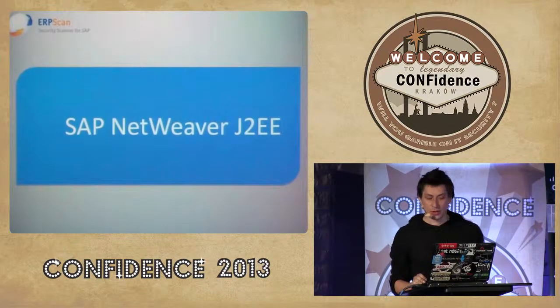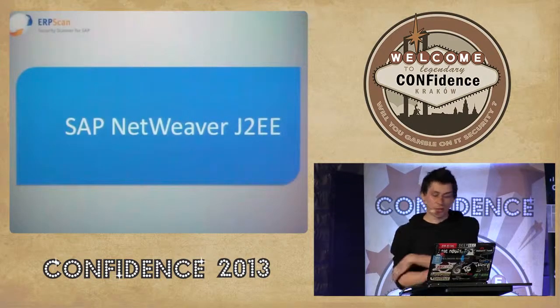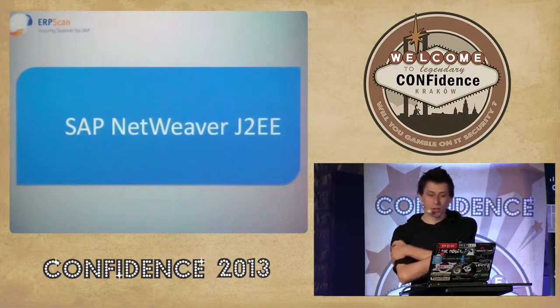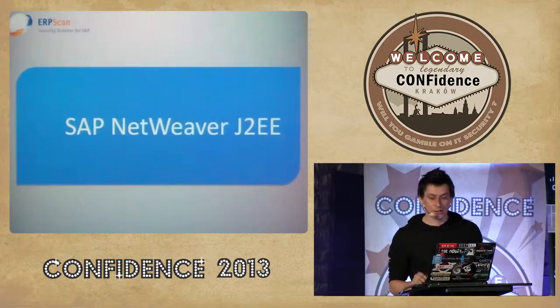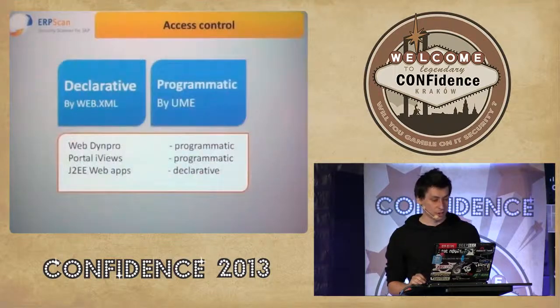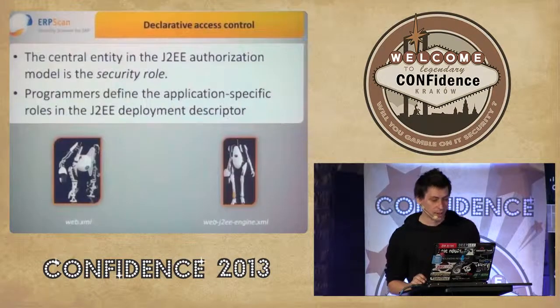Okay, moving on from the management console. Let's look closer at the SAP Portal and the Java engine which the Portal runs on. Several utilities come with SAP and Portal which work on J2EE. Some of them have critical functionality which is protected by authentication. Authentication can be declarative, which uses descriptor files, and programmatic, which uses the user management engine. Let's talk about attacks which target the declarative scheme.